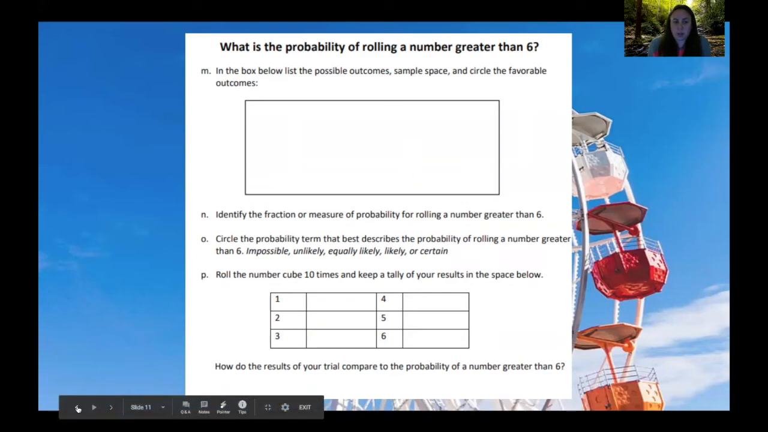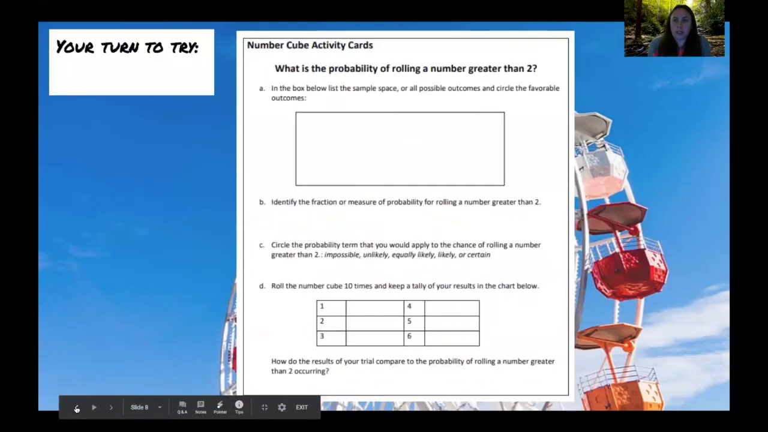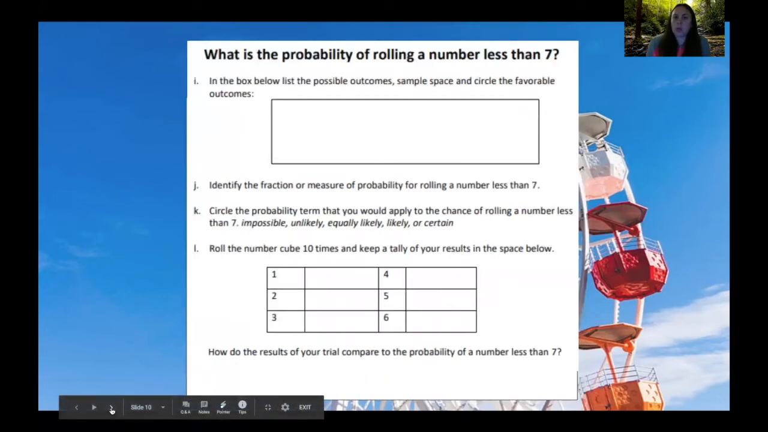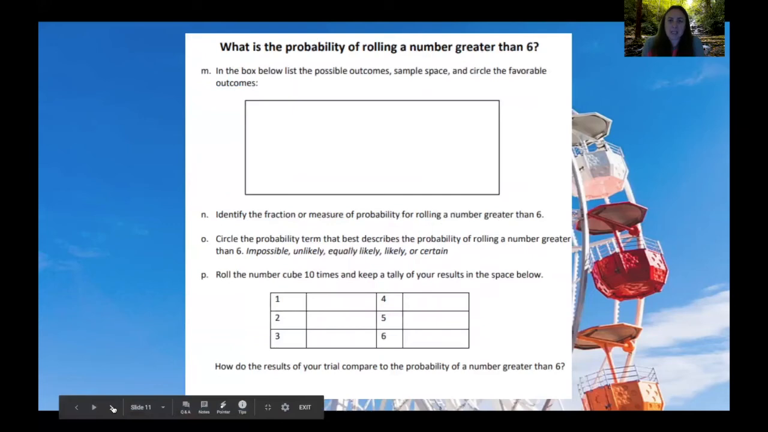All right, I'm going to go back. When you're ready, you can push pause to work on greater than 2. Then when you've done that one, you can proceed to factors of 6. Pause here, work on this one. When you're finished, you can push play to do the next one. So now we're going to be doing a number less than 7. Go ahead and push pause to do the number less than 7. And the last one is a number greater than 6. So pause, and when you're finished with all of them, push play so that we can check the work.